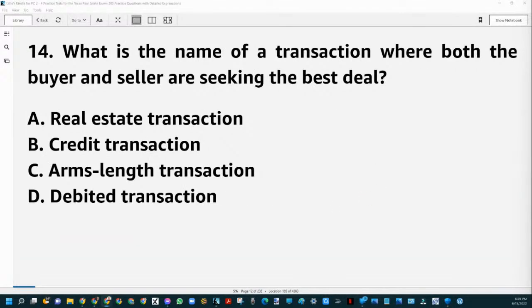Number 14. What is the name of a transaction where both the buyer and seller are seeking the best deal? A, real estate transaction. B, a credit transaction. C, an arm's length transaction. Or D, debited transaction. Type your answer in the chat.